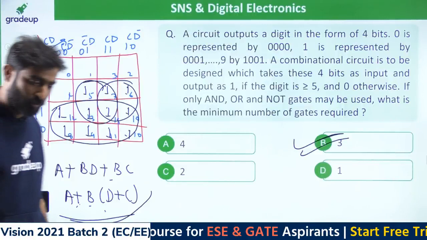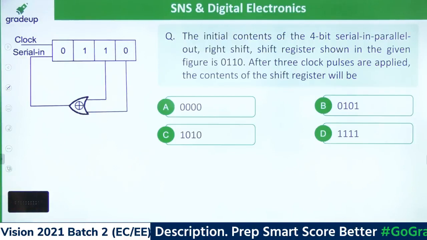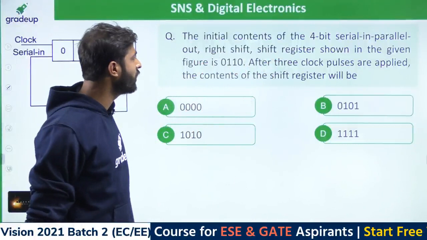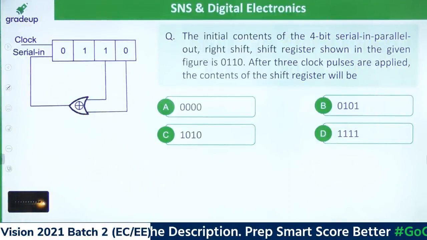Yes, Hemendra, modified with diagram, correct, very good. Now I am giving you the next question. Can anybody give me the answer? The initial content of a 4-bit serial in parallel out (SIPO) right shift register is the data 0110. After 3 clocks, what is the content in the shift register? Can anybody give me the answer for this?